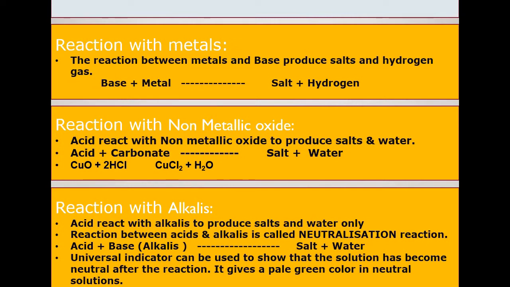As we know, base is a substance which dissociates hydroxide ion when dissolved in water, and base is a hydrogen acceptor. First property, reaction with metals. The reaction between metals and base produce salt and hydrogen gas. Second property, reaction with non-metal oxide. Acid react with non-metal oxide to produce salt and water.